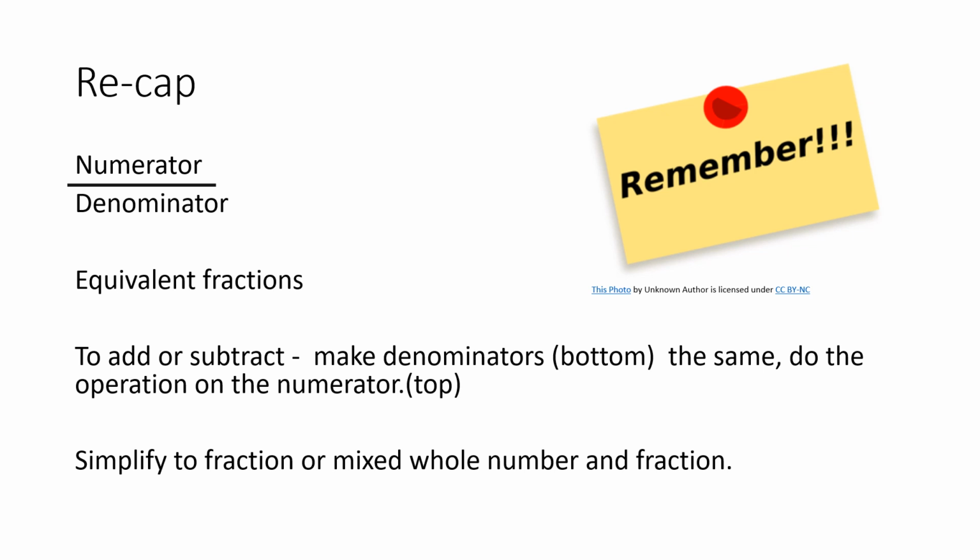Remember that a fraction is written as a numerator over a denominator. So here the numerator is 1, the denominator is 4. Remember as well, we talked about equivalent fractions. So if I was to write, say, 2 over 8, that is equivalent to my 1 over 4. And we know that because we can divide the top and the bottom by 2. 2 divided by 2 is 1, 8 divided by 2 is 4. So we know that those are equal.